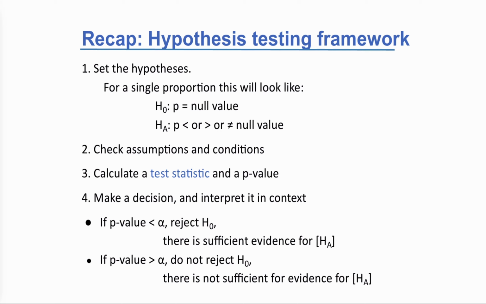So, your framework: you set the hypotheses. For a single proportion, it's going to be p equals the null value, and then p is less than or greater than or does not equal the null value. For a mean, it's going to be mu instead of p. Check your assumptions and conditions, calculate a test statistic and a p-value, make a decision, and interpret in context. If the p-value is less than alpha, reject the null. There is sufficient evidence for the alternative. If p is greater than alpha, we do not reject the null. There is not sufficient evidence for the alternative.